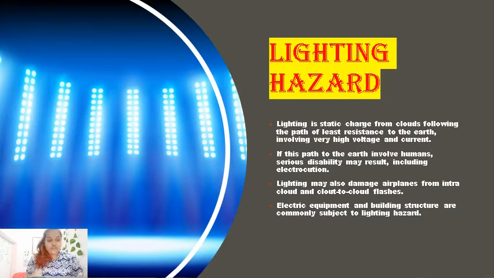Lightning is a static charge from clouds following the path of least resistance to the earth, involving very high voltage and current. Next, if this path to the earth involves humans, serious disability may result, including electrocution. Lightning may also damage airplanes from extra-cloud and cloud-to-cloud flashes. Not only that, electric equipment and building structures are commonly subject to lightning hazards. This is all about lightning hazards.